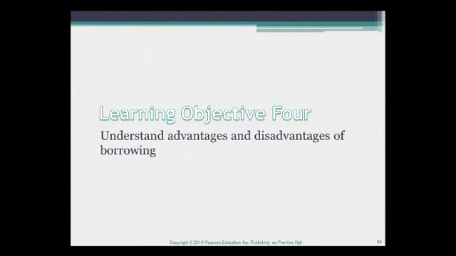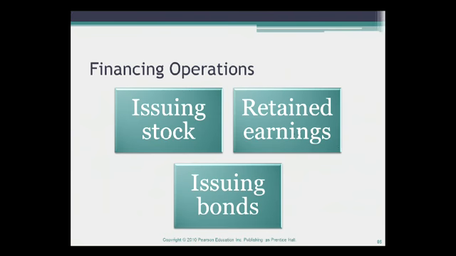Okay, the next thing that we're going to look at is understanding the advantages and disadvantages of borrowing. So we went through in this chapter two major ways to borrow money. To raise capital, either you go out and issue notes, go sign a promissory note for a bank, or you go issue bonds.